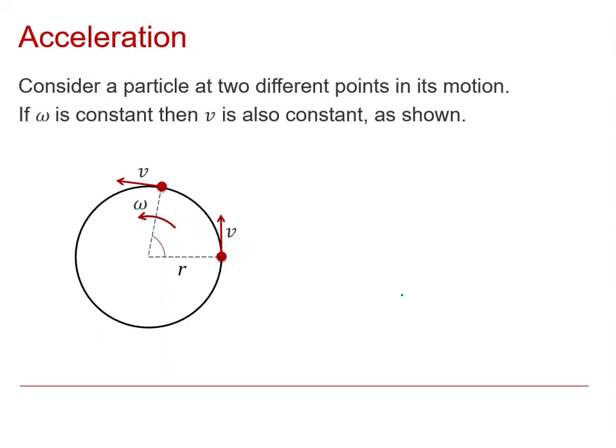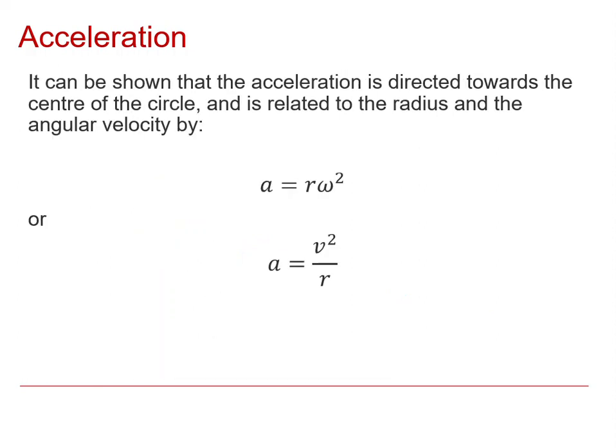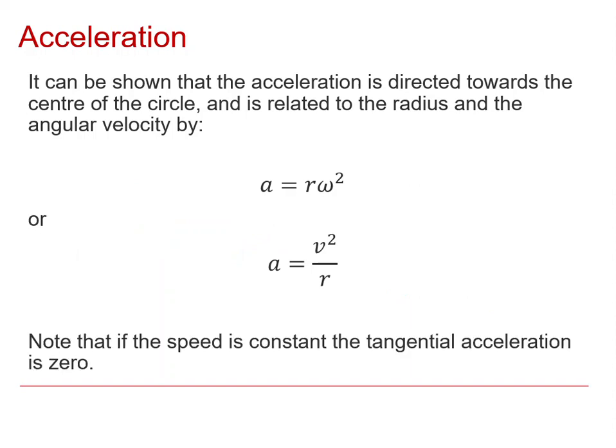Now the form of that acceleration requires quite a careful analysis, and I'm simply going to quote the result here. The object certainly has an acceleration, and what we can say about it is that it's directed towards the centre of the circle, and it's related to the radius and angular velocity by one of those two formulae, which are alternatives, one for the other. Note that if the speed is constant, which is what we're assuming at this stage, the tangential acceleration is non-existent. We can take it as zero.